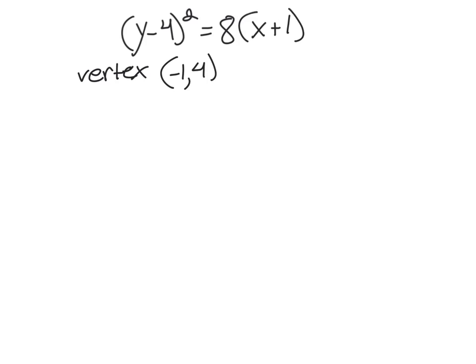What do you think? Is this going to point left or right? That's right. It's going to point to the right because P is positive. Let's go ahead and figure out what P is. 4P = 8, so P = 2. So my focus and my directrix are each going to be a distance of 2 away from my vertex. Let's graph it.